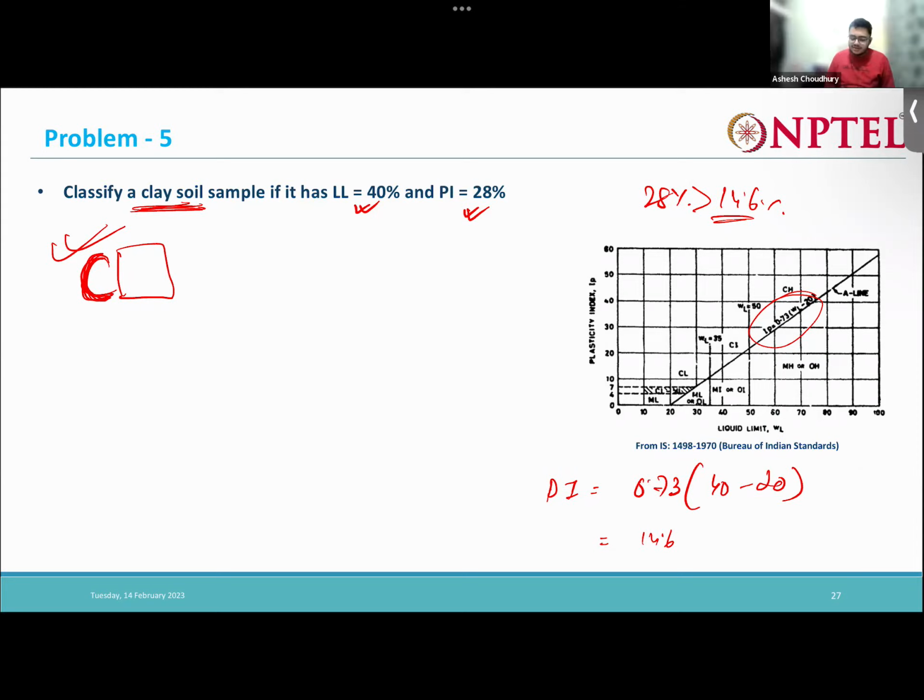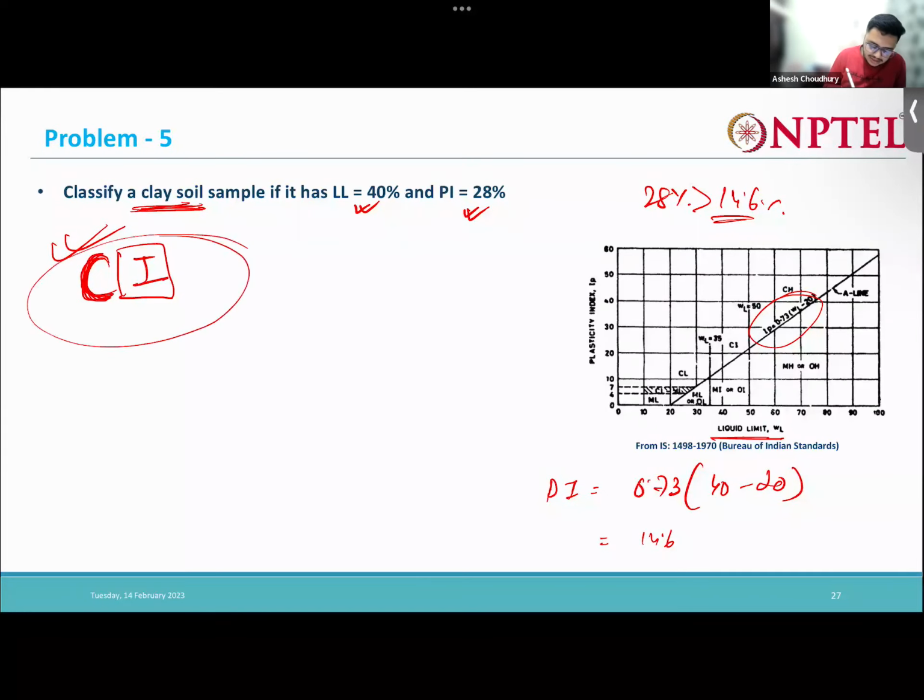You have to check the liquid limit. What is our liquid limit here? 40. Between 35 and 50 means it is intermediate. So this is our answer. It will be CI, intermediate clay.